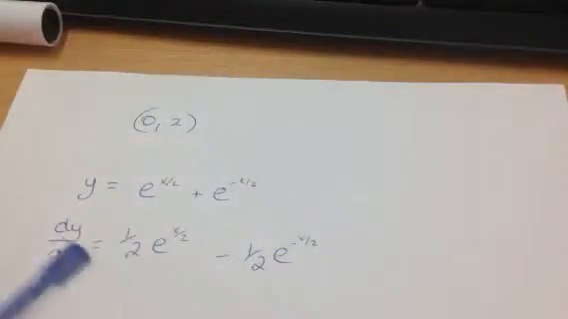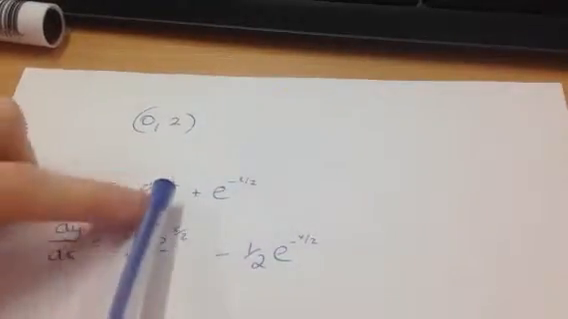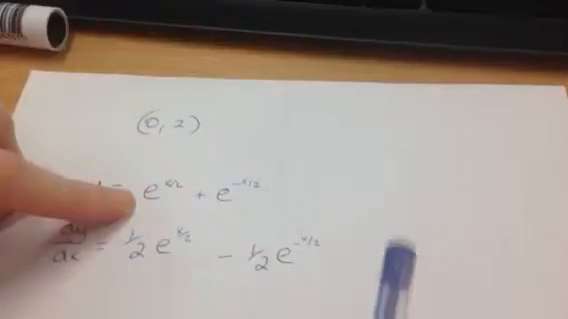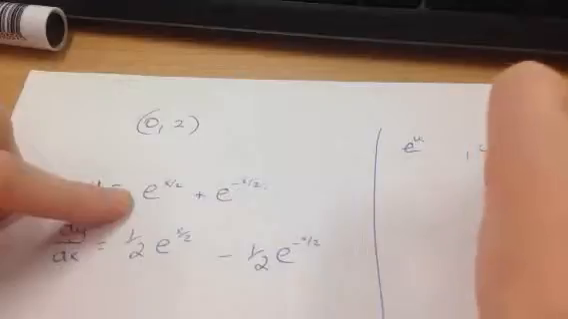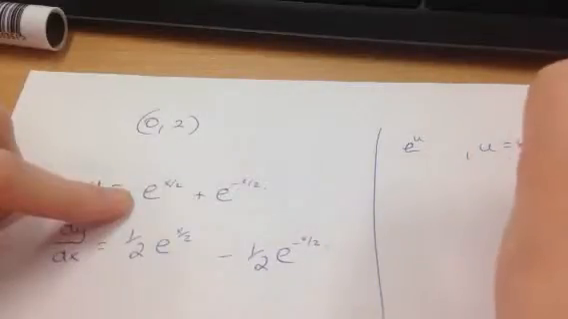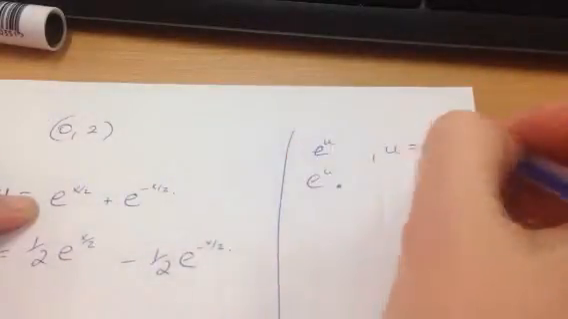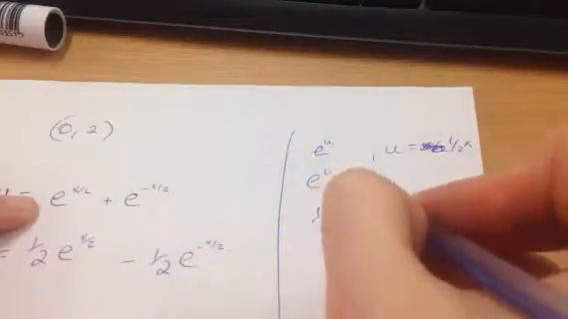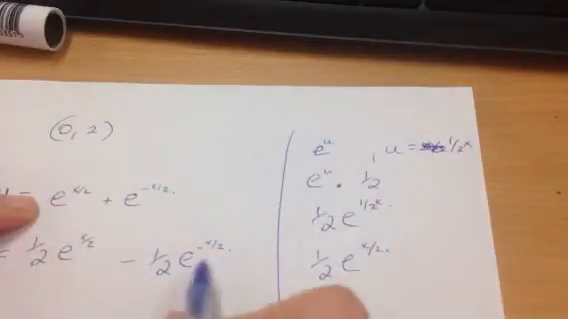Now, I did this fast, but you could just use your chain rule. So here it's e to the u, where u is x over 2, or a half times x. Differentiate this, and you end up with e to the u, multiplied by the differentiation of u, which is a half. That's where you get half e to the half x, which is the same as half e to the x over 2. And you do the same here, and you end up with this.